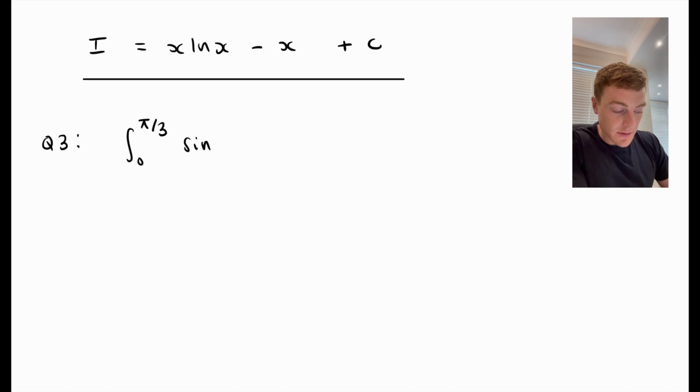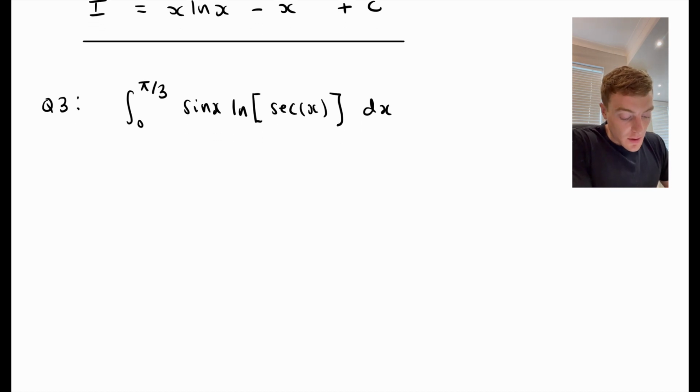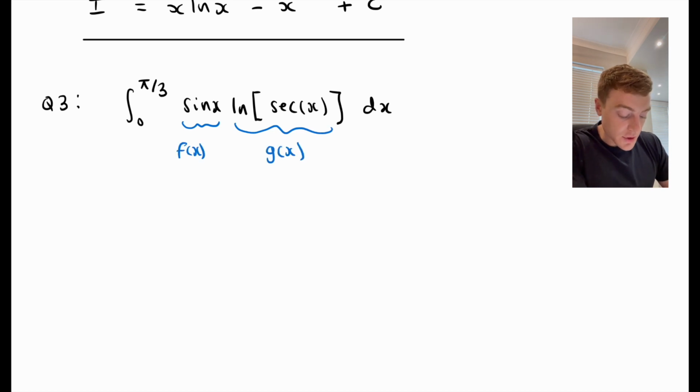Then we get sine x ln of sec of x. Now notice I've put the sec of x inside the square brackets to show that it's inside that log function. Now this is slightly more difficult because you can see we've got one function of x, well, this is technically also a function of x, and then we have another function of x inside of that. But on the outside, the product is between sine x and this ln function. So that will be my f of x, and this will be my other function, g of x.